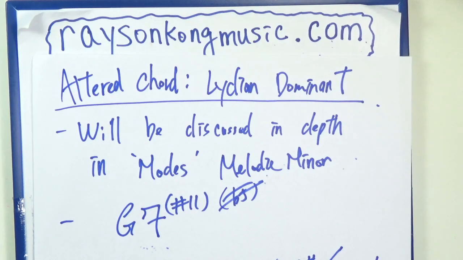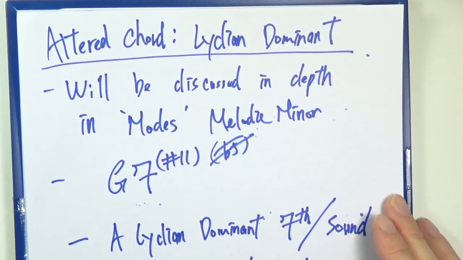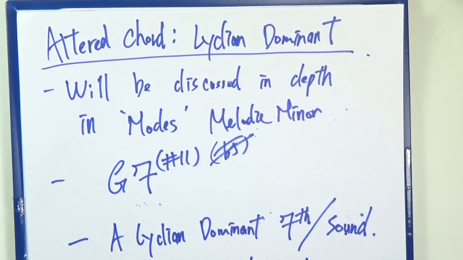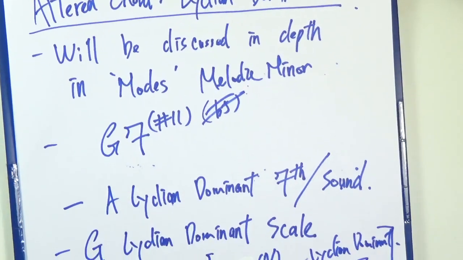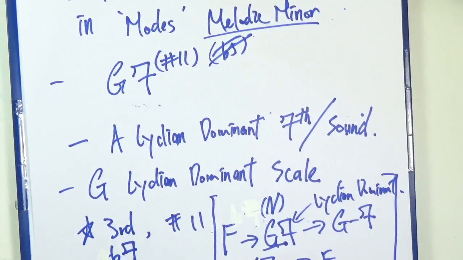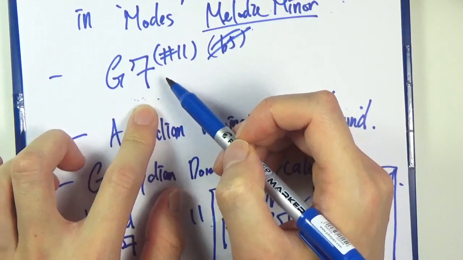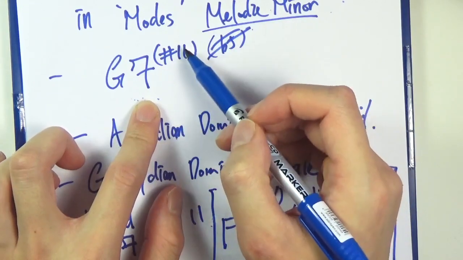Hello everybody, let's talk about the last type of altered chord in this section, Lydian dominant. To be honest with you, this is quite a huge topic on its own, so we will discuss the details in melodic minor modes, okay? And a Lydian dominant sound is basically a G dominant sounding chord, for example, with a sharp 11 interval.